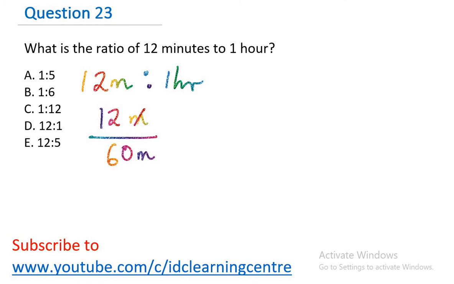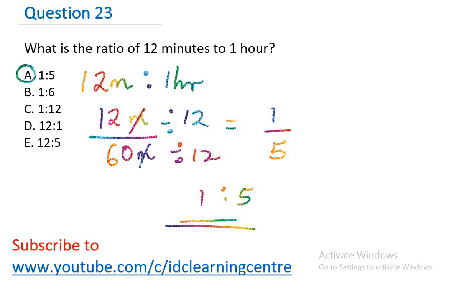Reduce to the lowest term. Minute cancels minute. Now divide both sides by 12. 12 divided by 12 is 1. 60 divided by 12 is 5. So my answer is 1 ratio 5. And 1 ratio 5 is A.